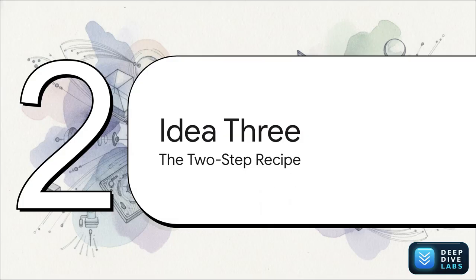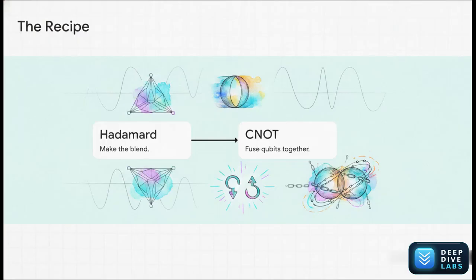All right, idea 3, the two-step recipe. Let's bring this soaring cosmic concept back down to Earth, back to our whiteboard, because the punchline is almost insultingly simple. Entanglement is not exotic hardware. It is not a glowing crystal you mine from an asteroid. It's just a two-step recipe. Step 1, Hadamard on the control to make the blend. Step 2, CNOT to fuse the two qubits together. Two moves, that's the entire act of creation. One gate to put a qubit on the fence, one gate to chain a second qubit to it. Out comes a Bell pair.